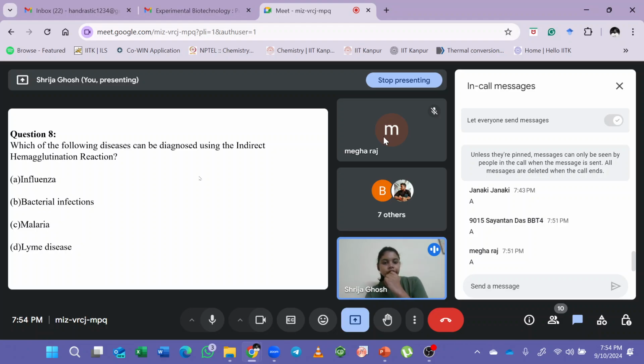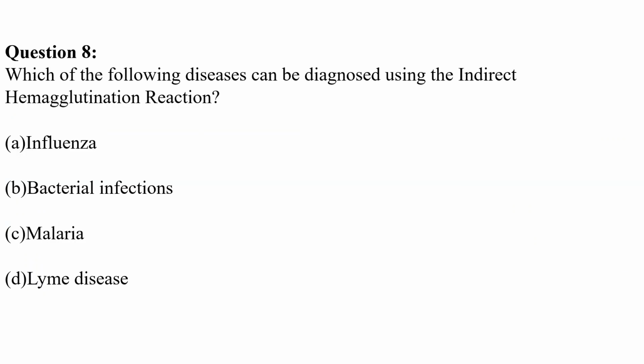So I'm moving to the next question, question number 8. Which of the following diseases can be diagnosed using the indirect hemagglutination reaction? So I've just now discussed what is indirect hemagglutination reaction. So which of the following diseases can be diagnosed using this technique? Option A, influenza. Option B, bacterial infection. Option C, malaria. And option D, Lyme disease.